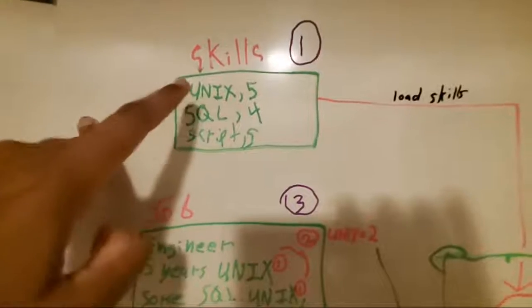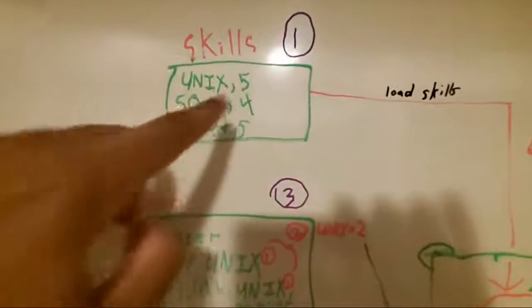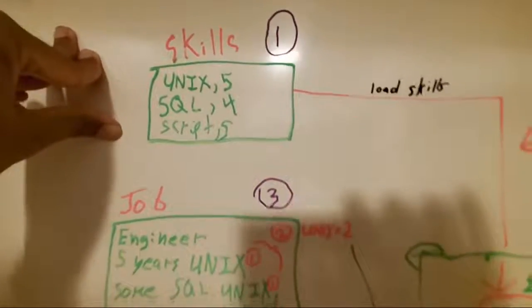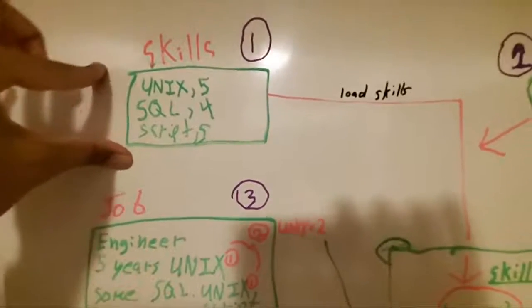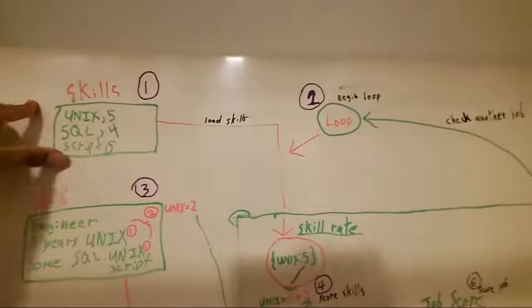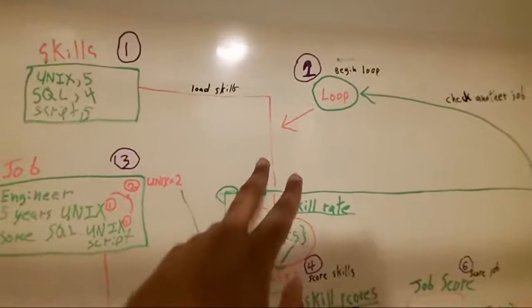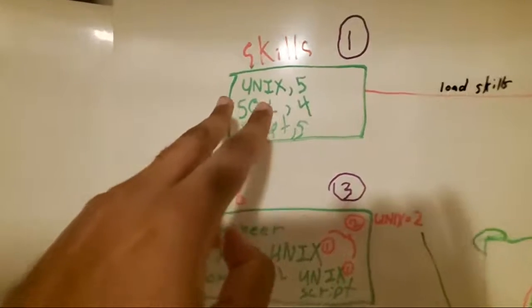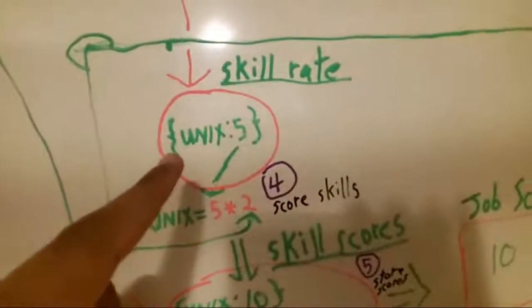So you have a skill, comma, some kind of numerical value indicating the importance and how good you are at that particular skill. So this is in a CSV file. So the first part of the code is going to be a function that always runs that's going to load your skills file, and it's going to convert this information into a dictionary.